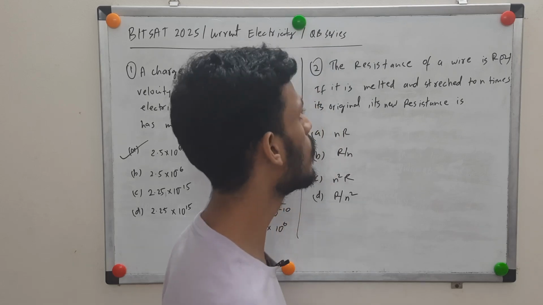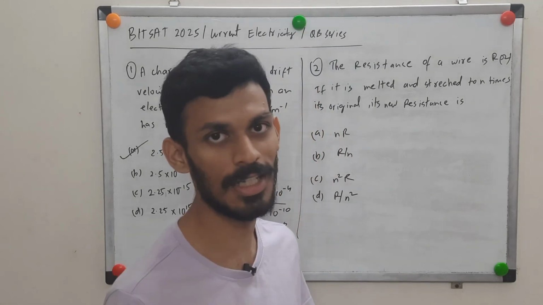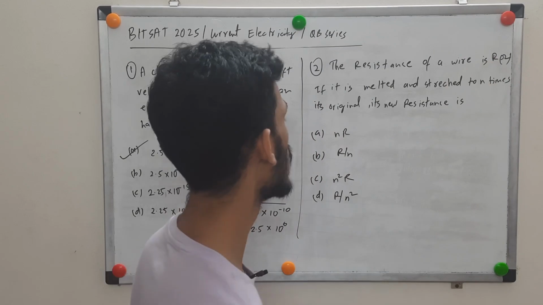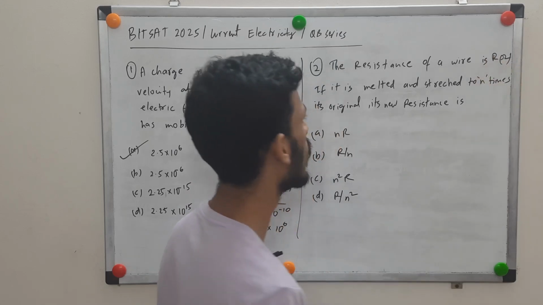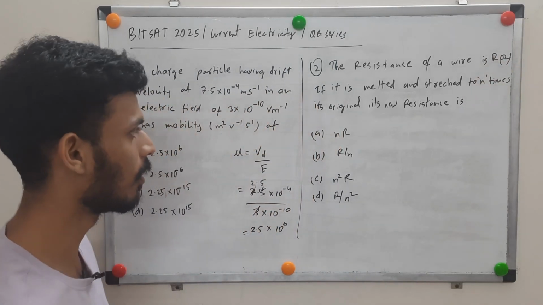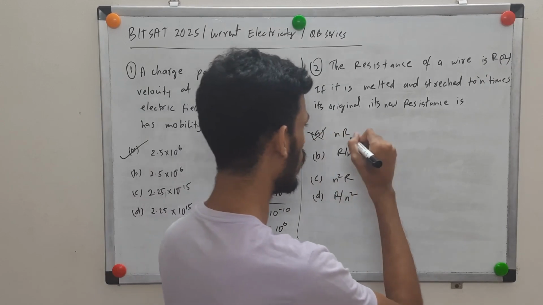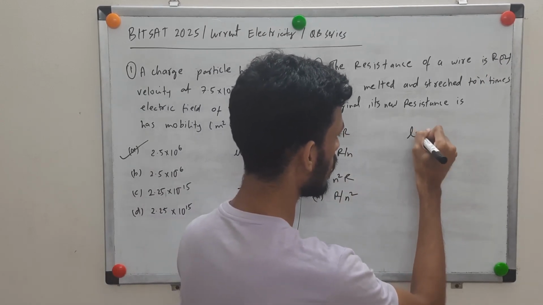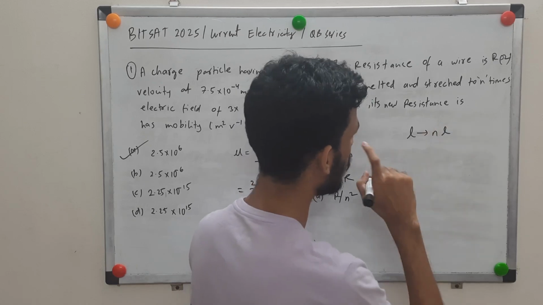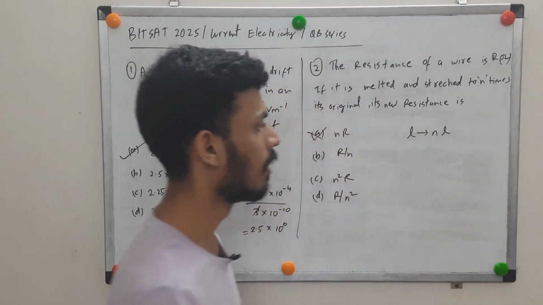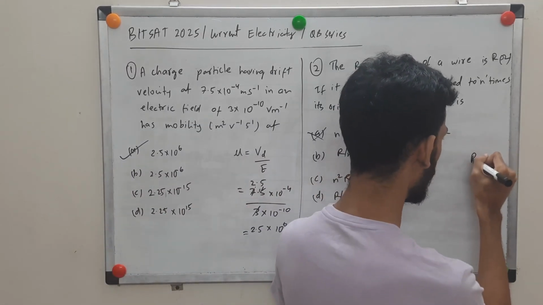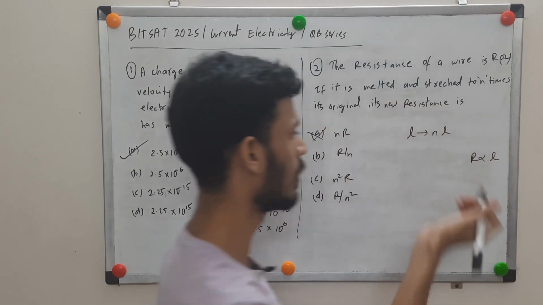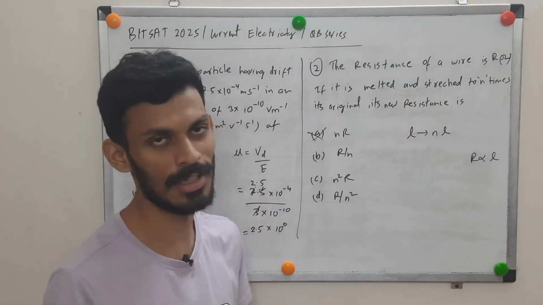So let's come to question 2. Here we have the resistance of a wire being given as R ohms. If it's melted and stretched to n times its original length, the new resistance will be, it won't be n times R. You might think that since the new length is n times the previous length L, and resistance is proportional to length, you can directly say it is n times R.